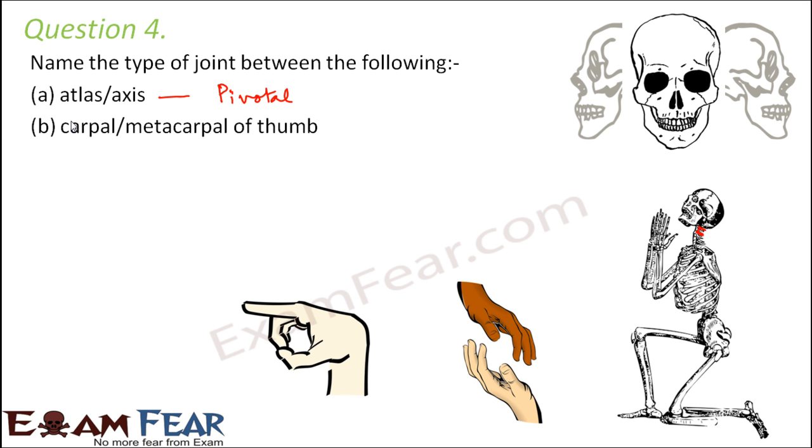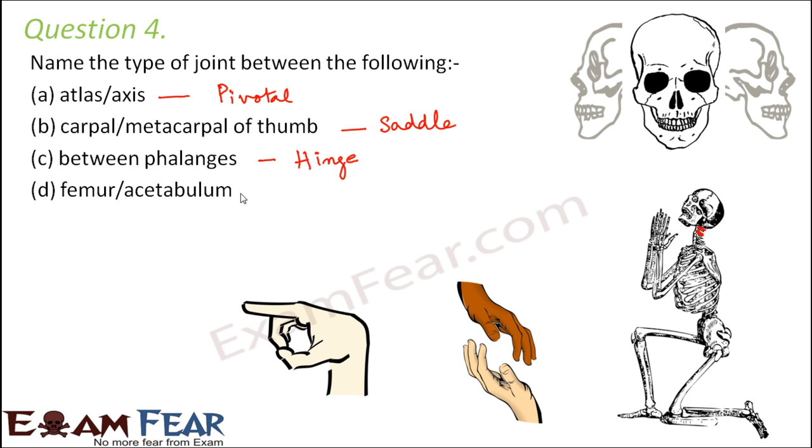Next is carpal and metacarpal of thumb. Now this is the reason why you are able to move your thumb. So between carpals and metacarpals, that is the saddle joint. Between phalanges, which helps you to move your fingers. So what type of joints are present between the phalanges? That is the hinge joint.